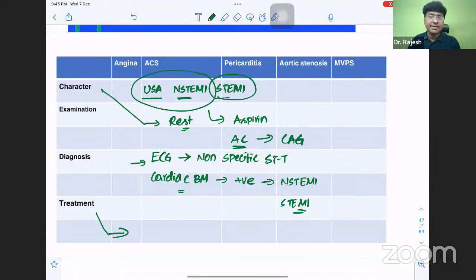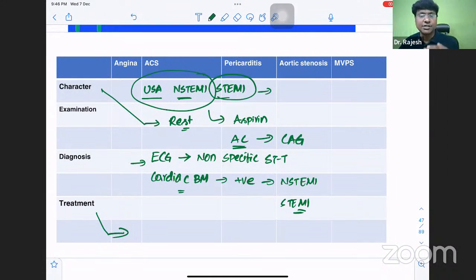Then coming to STEMI, ST elevation MI. It's a transmural infarction. 100% blockade is there within the vessel. Then only you get this particular STEMI. And what is the criteria to call it STEMI? In the contiguous leads, there should be more than 2 mm ST segment elevation if it is the precordial leads. If it is limb leads or augmented leads, the ST segment elevation should be more than 1 mm, in at least 2 contiguous leads.